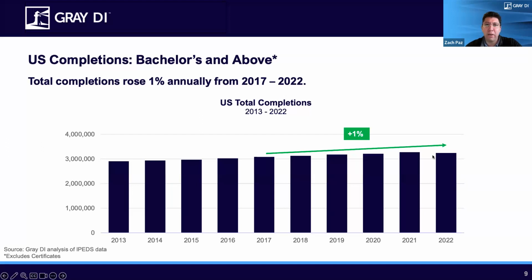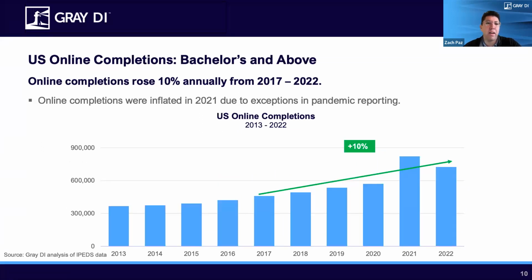One other big area that we've spent a lot of time on is estimating online completions. If you're familiar with the completions data, they don't actually tell you how many completers were online. For the institutions that are 100% online, you can obviously identify that. But for institutions that have both modalities, they don't provide that. So we've spent a lot of time to make sure that we can estimate as closely as we can to what the actuals are for online completions. And what we've seen is, although there's this blip in 2021, when a lot of institutions reported their programs online because of the pandemic, there's still a big uptick.